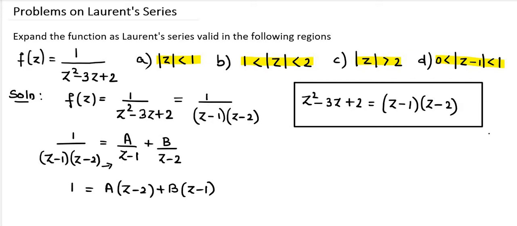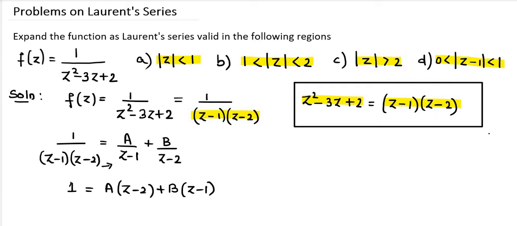So let us first factorize the denominator. The denominator can be factorized as z minus 1 into z minus 2. So after replacing the denominator by the factors, let us make use of partial fractions. So 1 by z minus 1 into z minus 2 can be written as a by z minus 1 plus b by z minus 2. Now bring this denominator to the right hand side. So you will get 1 is equal to a into z minus 2 plus b into z minus 1.